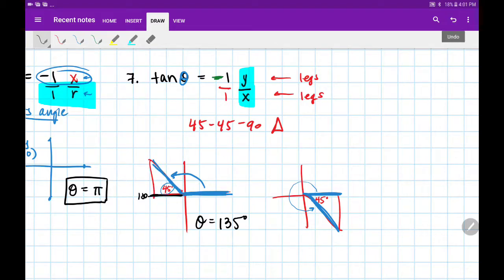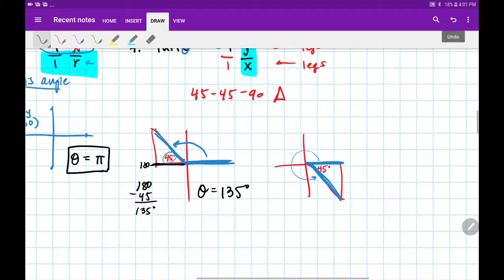So the easy work that you could show is 180 minus 45, which is 135. And then in this quadrant, the 45-degree reference angle is, well, the whole way is 360, but I need to stop a little bit early. So I'm going to subtract the 45, and you'll see that our second answer is 315 degrees.